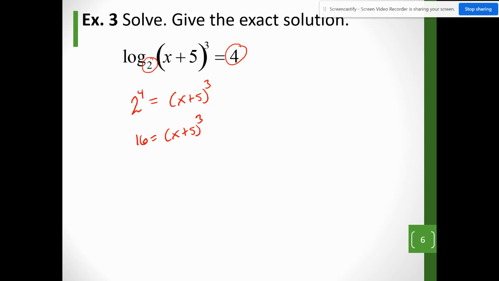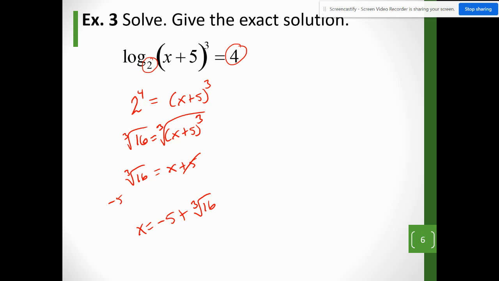Now, how am I going to undo an exponent? Just do a radical. But in this case, do a cube root. So I have the cube root of 16 is equal to x plus 5. Let me subtract the 5. So I'm going to have that x is equal to negative 5 plus cube root of 16.